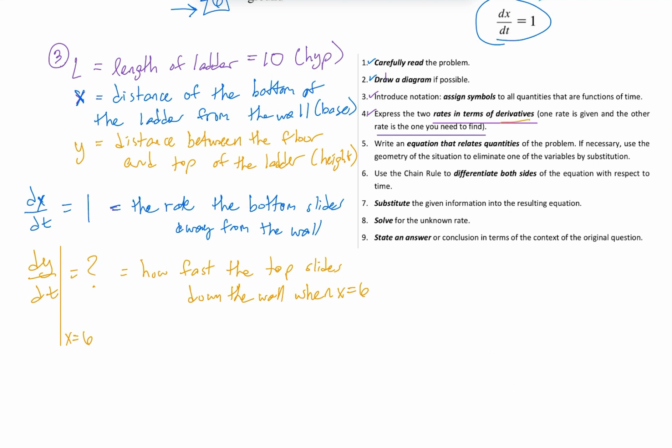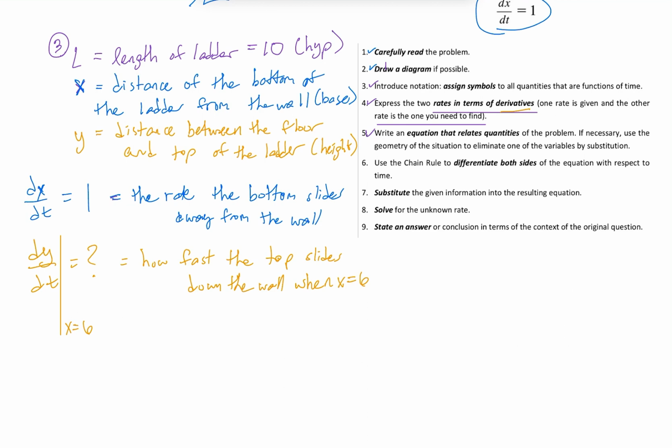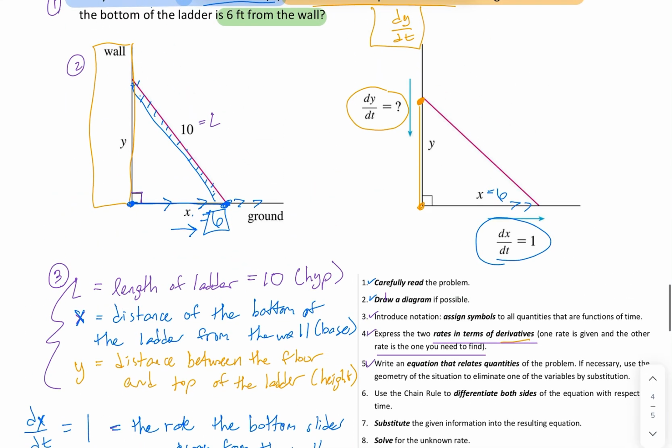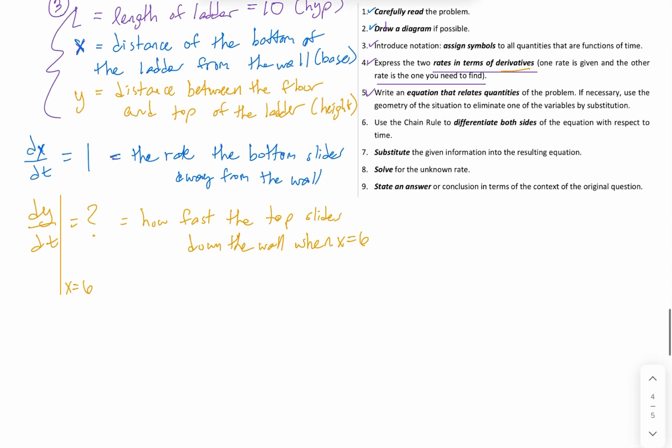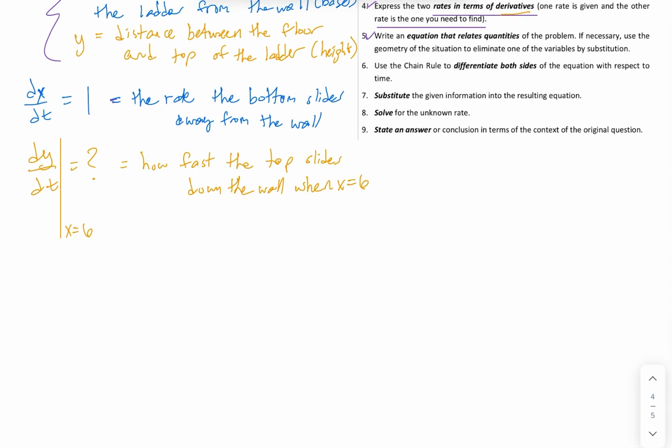So now we're going to go to step 5 to write the equation that relates these quantities. So x, y, L, what is the relationship between those? Well, it looks like it's making a right triangle, and we're just talking about the three sides. So the three sides of a right triangle are related by the Pythagorean theorem. So that gives us step 5.